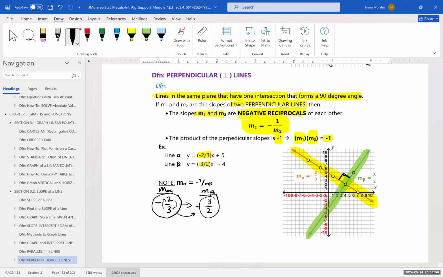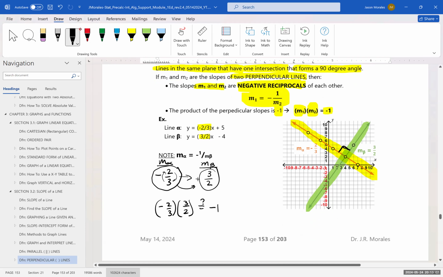And to kind of test and see if these two are perpendicular, you can just do -2/3, multiply that times +3/2, and see if that equals -1. And so 3 cancels with 3, 2 cancels with 2, and -1 equals -1. So that's true. So these two slopes are perpendicular. They are negative reciprocals.